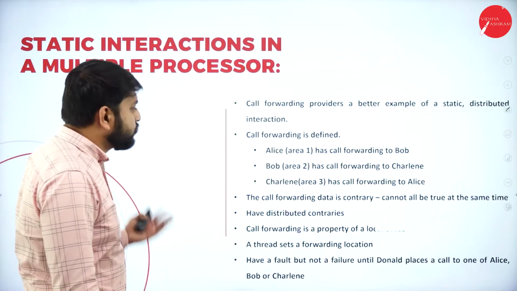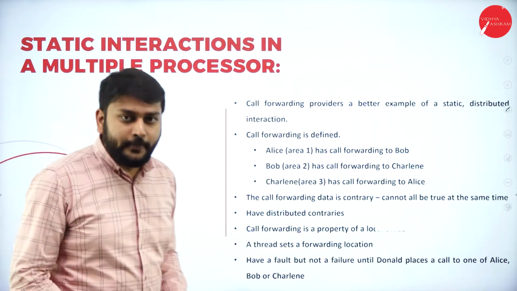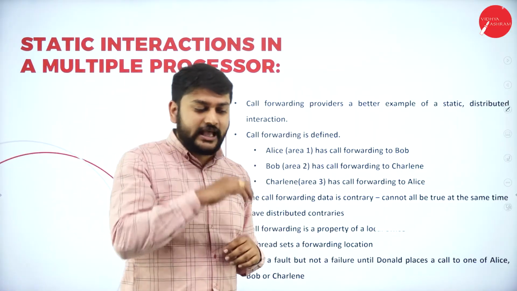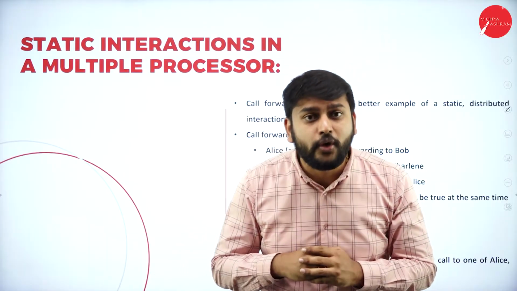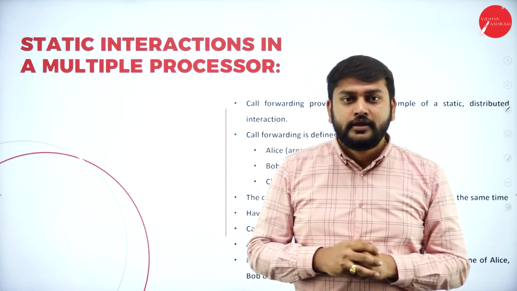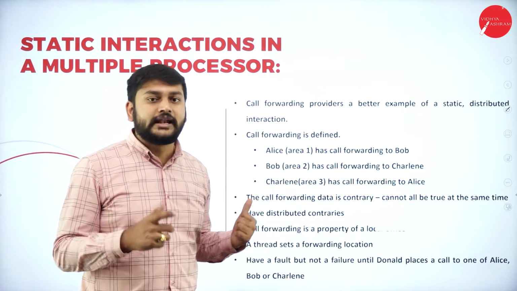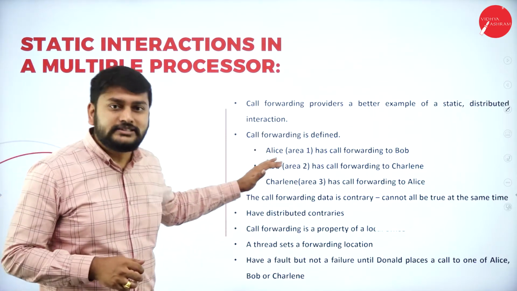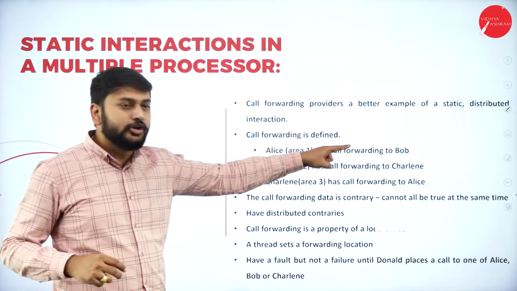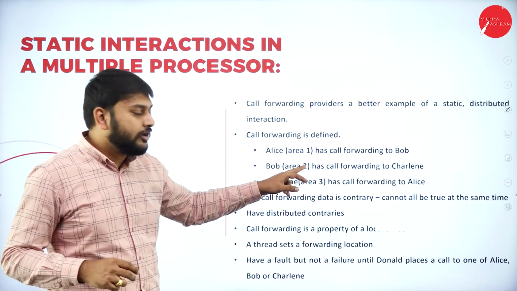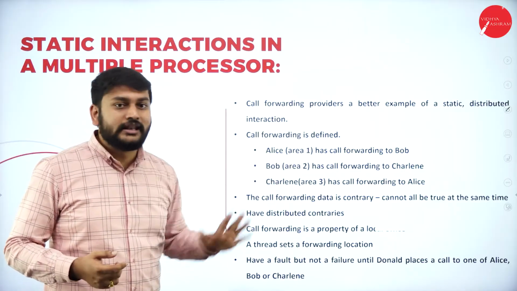Moving forward to the next one, static interaction in the multiprocessor. When it comes to this topic, let me give you one example. Again, we have a concept called deadlock in the operating system. Hope you have seen and studied that. The same concept reflects here also. Alice is trying to call Bob, Bob is trying to call Charlene, and Charlene is trying to call Alice. There is a loop.